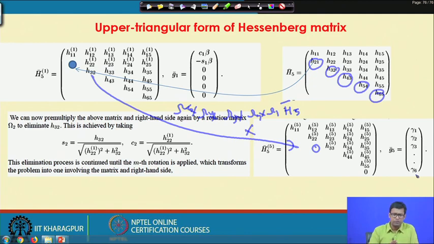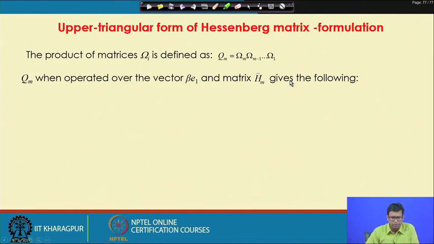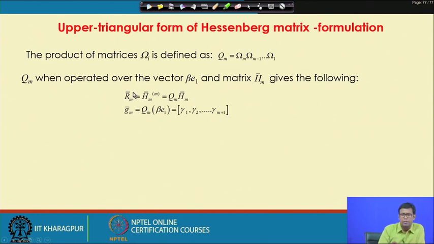So, through a plane rotation we can take any h bar matrix or Heisenberg matrix and convert it to an upper triangular form with the last row having 0 only. The product of the matrices omega i is known as Q m, omega m minus 1 to omega 1. Q m when operated over vector beta e 1 and matrix h bar m gives the following: R m bar is the upper triangular form with the last row everything 0, is Q m h bar m. G m bar is Q m beta e 1, gamma 1 to gamma m plus 1.